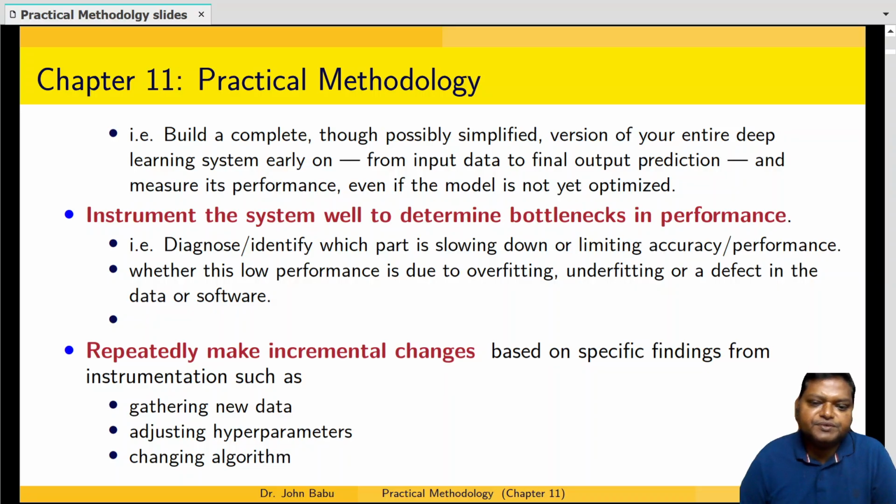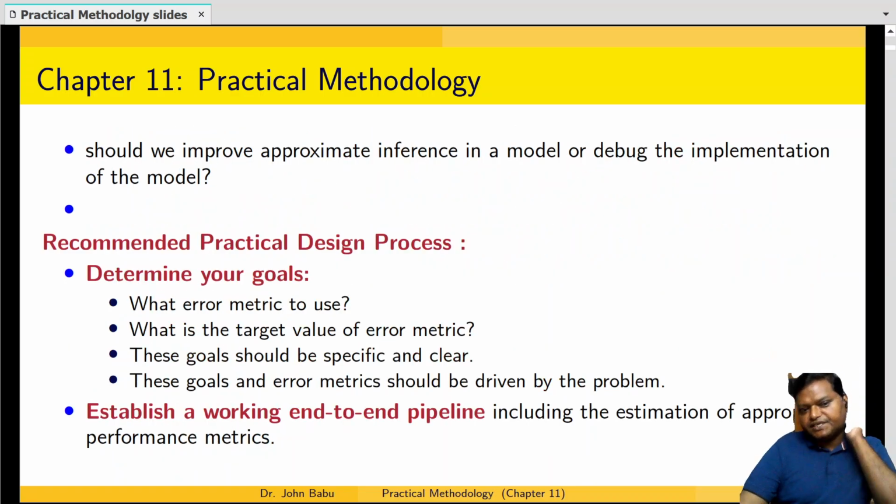Then, fourthly, repeatedly make incremental changes. Just like we study in software engineering, the incremental model, here also you can increment: you can add more data, you can gather new data, you can fine tune the hyperparameters. What are the hyperparameters? Learning rate, number of layers, regularization, all these are hyperparameters. Then if it is not working, you can change the algorithm.